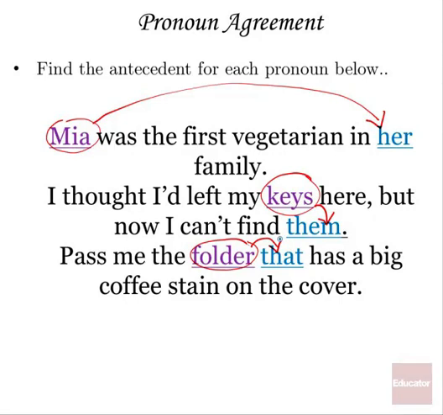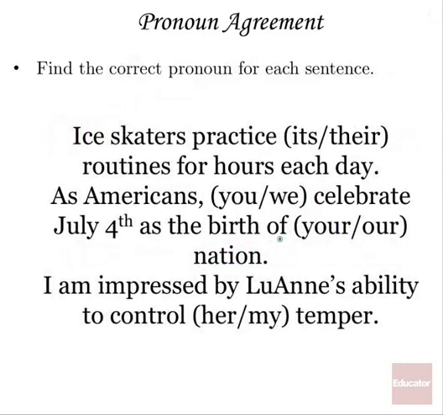Mia was the first vegetarian in Mia's family. I thought I'd left my keys here, but now I can't find my keys. And it goes on and on like that. So you see the necessity of pronouns. All right. See if you can figure out the correct pronoun for each of these sentences. Remember, they have to agree in number, person, and gender.